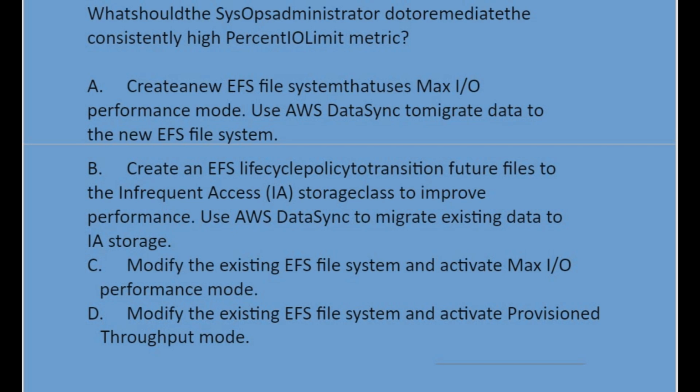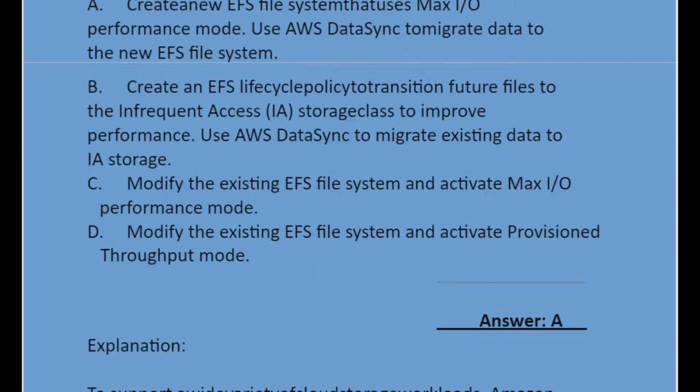Option C. Modify the existing EFS file system and activate Max I/O performance mode. Option D. Modify the existing EFS file system and activate Provisioned Throughput mode. Correct answer is option A.